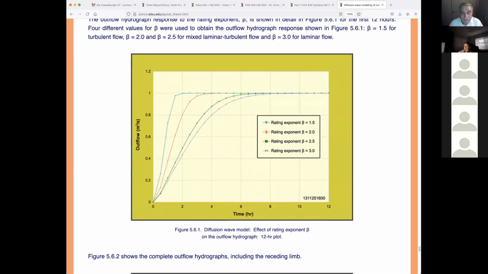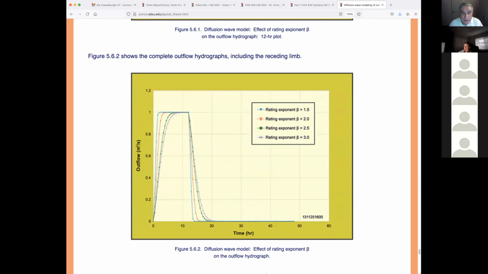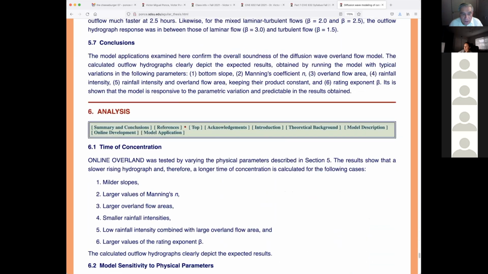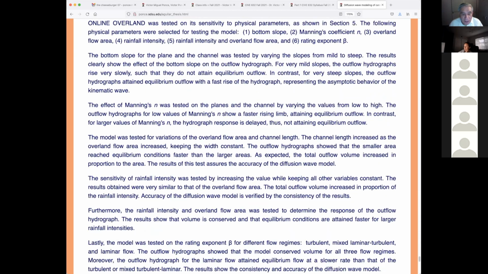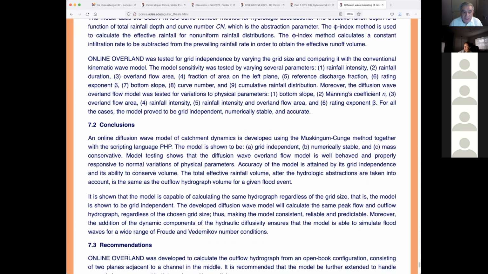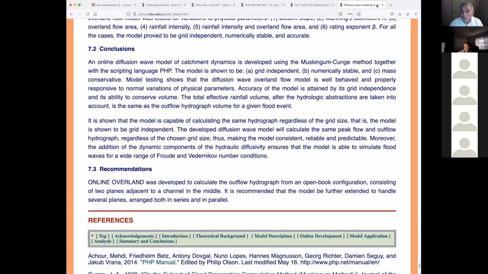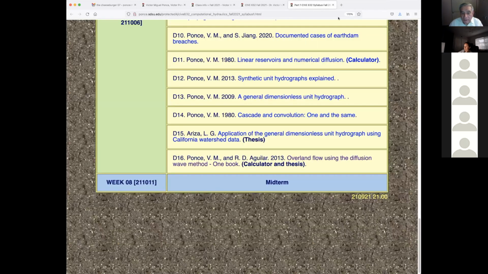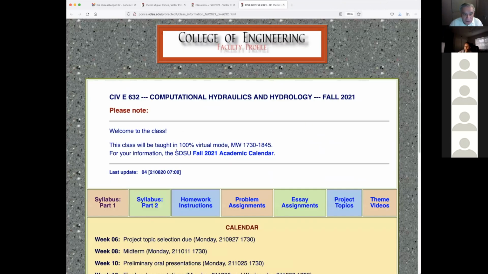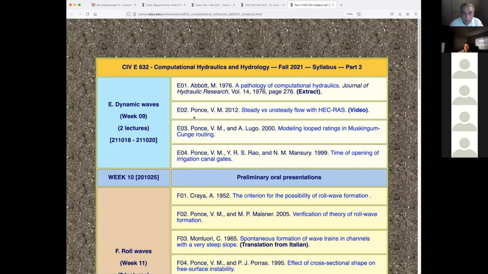And here, effect of rating exponent, right? And so on and so forth. That's it. Conclusion, analysis, time of concentration, summary, etc. Okay, so I'm going to stop there, and I'm going to move on to the next subject, properly dynamic waves.